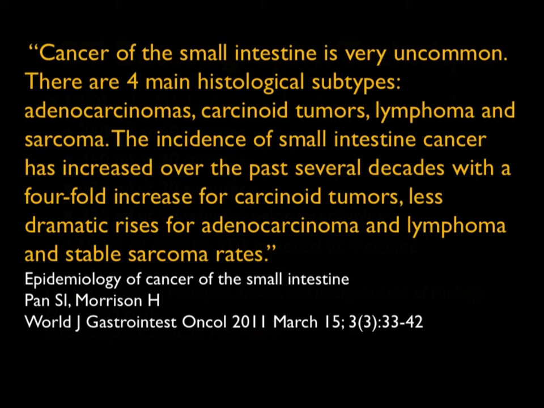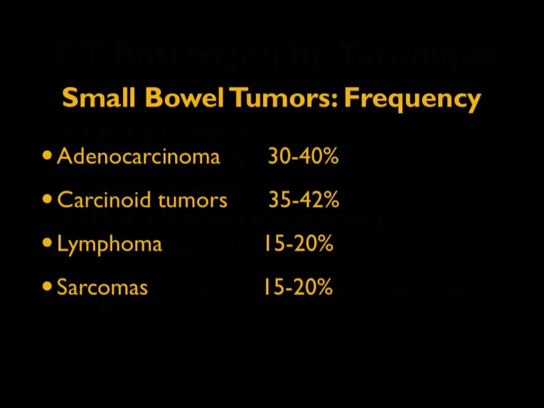And I think when you were scanning with slower scanners or you weren't injecting as quickly, it'd be very easy to miss these lesions. They're often small, and if the patient wasn't holding their breath, it'd be almost impossible to pick up many of these lesions. Now, if you look at frequency of small bowel tumors, depending what article you read, it's either adenocarcinoma or carcinoids that is the most common, trailed by lymphoma and trailed by sarcomas. And you can see the magic numbers sitting here.